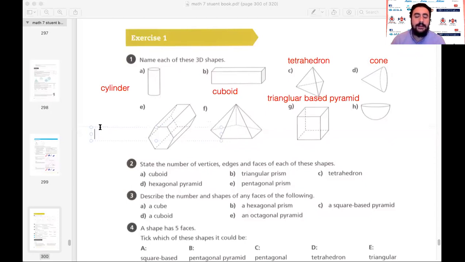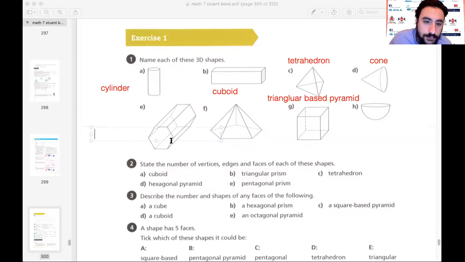Arwa, prism or pyramid? It's a prism. Why? Because it has a cross section across its length, and also because it doesn't look like the pyramid. So this is a prism. What kind of prism?